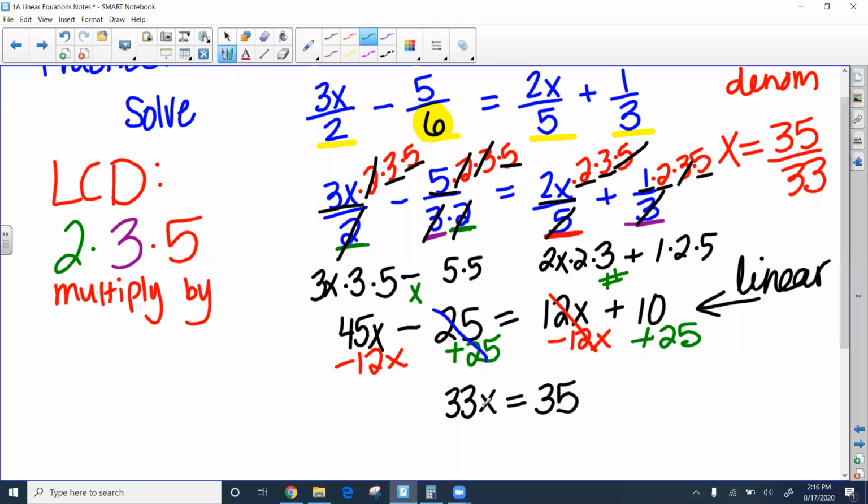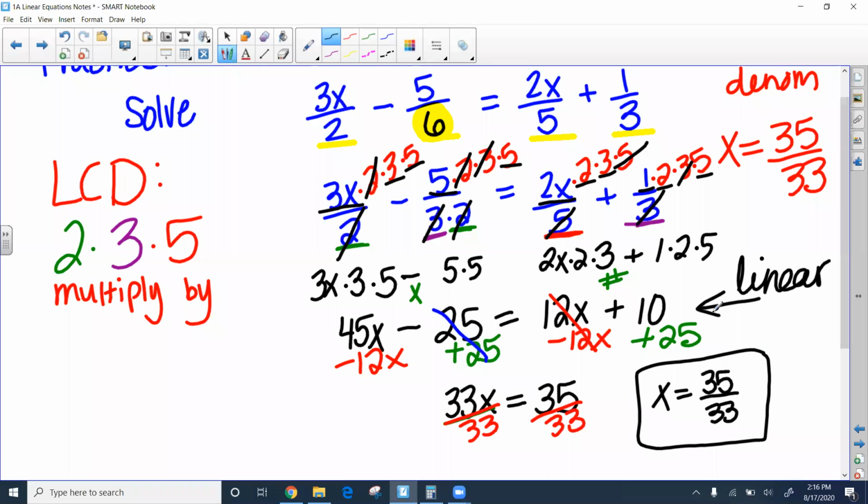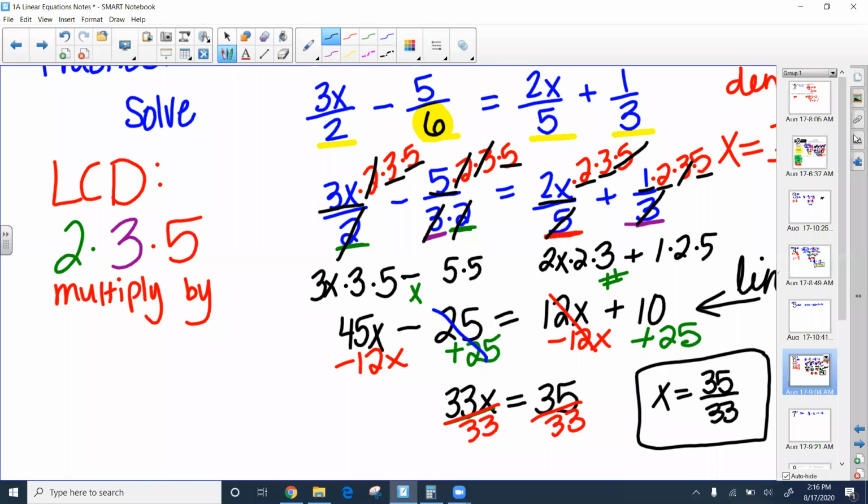And then to get the x by itself, divide by 33. And so we get x equals 35 over 33. Okay, so that's where our answer is coming from. Once we get rid of the fractions, so once we multiply by the LCD, that should get rid of all the fractions. And then we can just solve the regular linear equation from there.